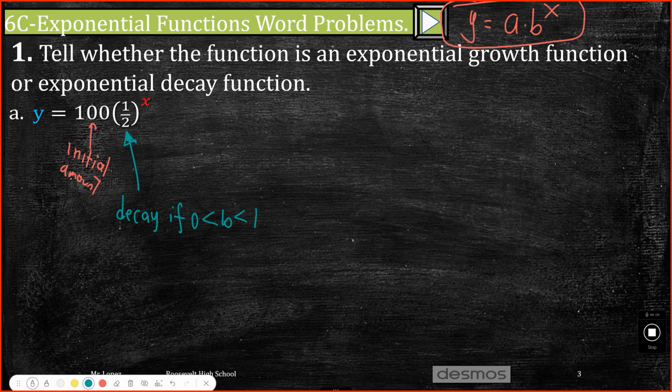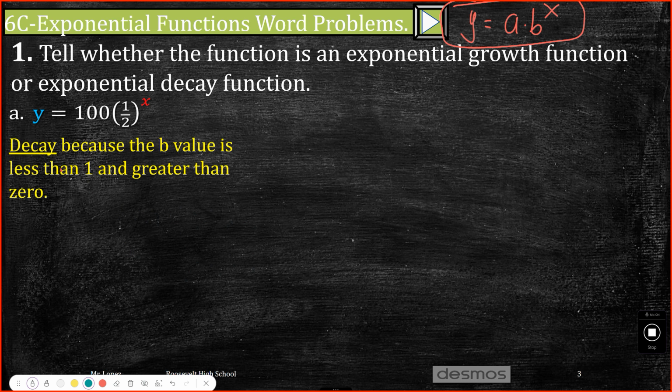That's 50 cents, wouldn't it? So if it's between 0 and 1, it will be a decay. Anything greater will be a growth. It'll be a growth if b is greater than 1. So this initial amount has nothing to do with whether it's growth or decay. Just the b value. So in this situation, it will be a decay, because the b value is less than 1 and greater than 0.